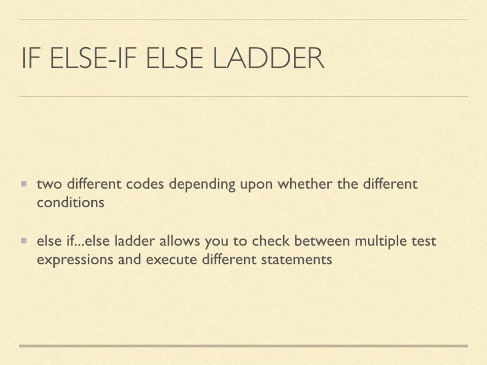The first condition is to check whether the numbers are equal. If that condition fails, the next condition that we have to check is whether the first number is greater than the second number. If that condition also fails, you have to go for the third one, that is, the second number is greater than the first one. So you have multiple conditions here. This cannot be done in an if else statement. It can only be done using an else if ladder.